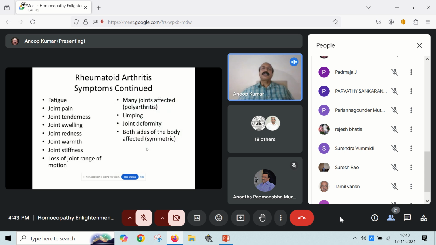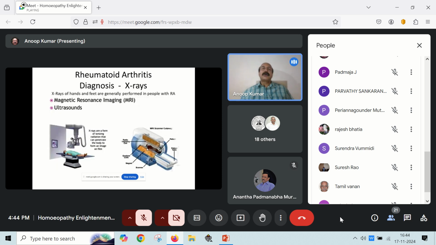So now we will see rheumatoid arthritis symptoms. What are the symptoms you will see? Fatigue will be there, joint pains, joint tenderness. That means if anything touches there, it will be painful. The joint will be swollen, will have redness, warmth will be there in the joint, stiffness in the joint, and the joint loses its range of motion, ROM. Many joints are affected, which is called polyarthritis, limping will be seen, joint deformity will definitely be seen, and both sides of the body are affected symmetrically. If both sides are affected, it's called symmetric, otherwise it's called asymmetric rheumatoid arthritis. So how do you diagnose this?